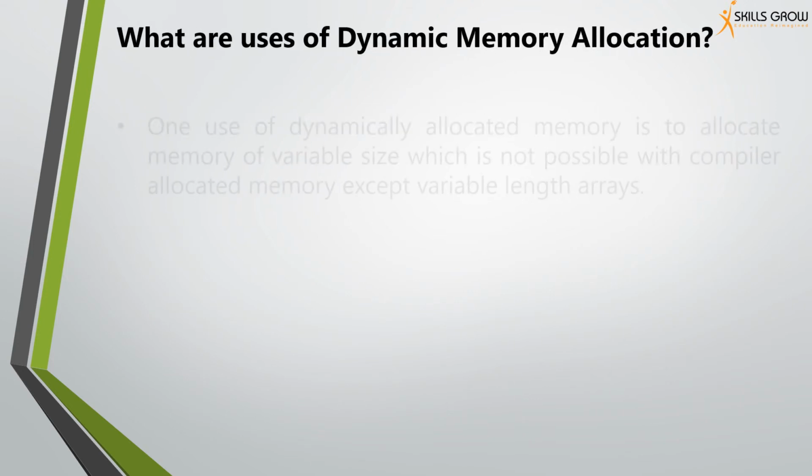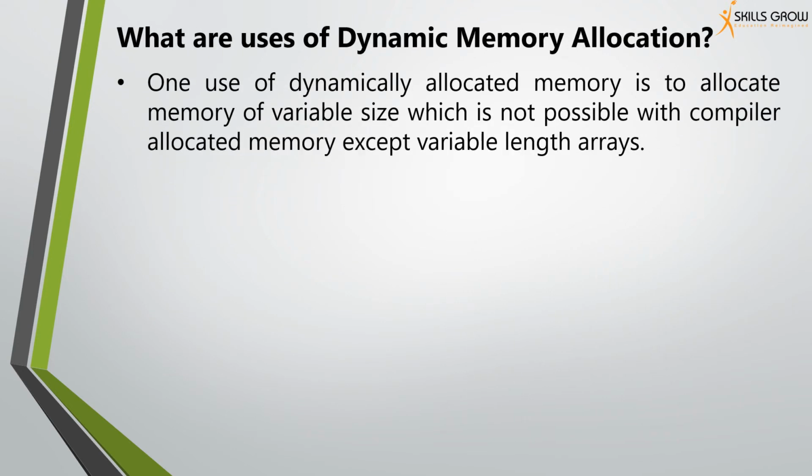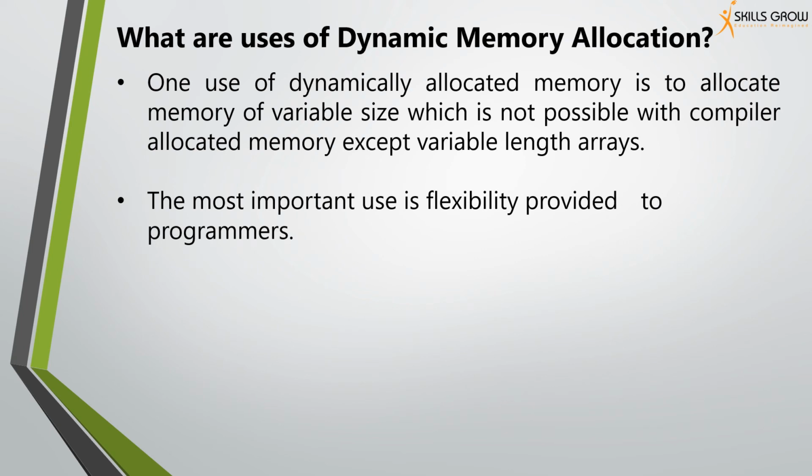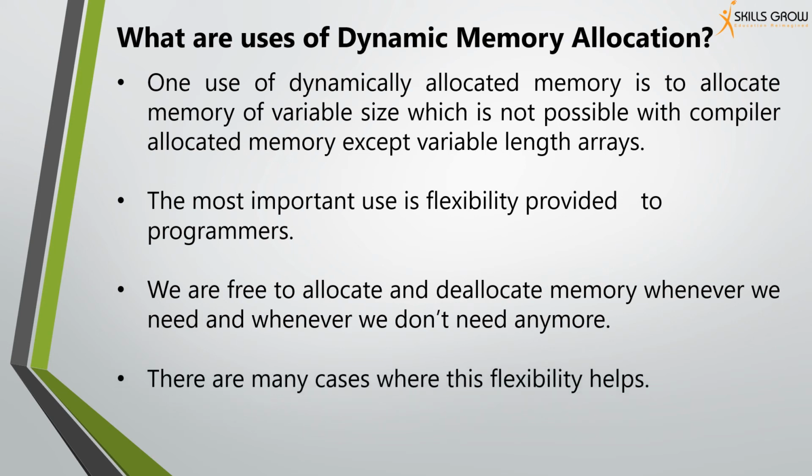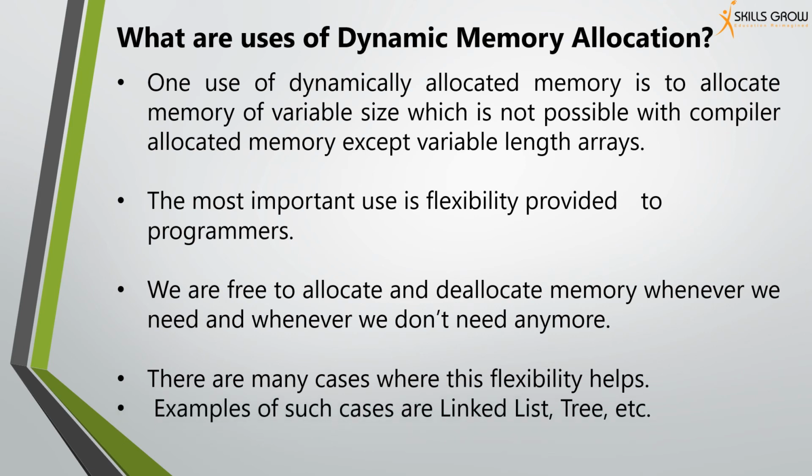What are the uses of dynamic memory allocation? One use of dynamic memory allocation is to allocate memory of variable size, which is not possible with compiler allocated memory, except variable length arrays. The most important use is flexibility. And also we are free to allocate and deallocate memory whenever we need and whenever we don't need. There are many cases where this flexibility helps. Examples for such cases are linked lists, trees, and so on.